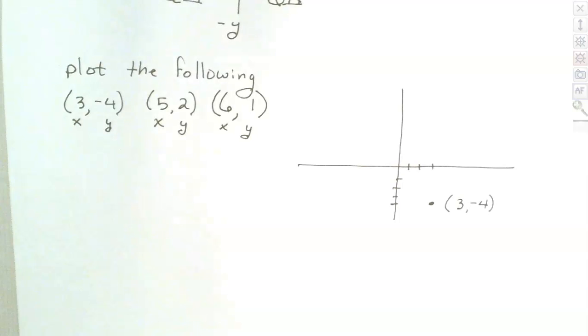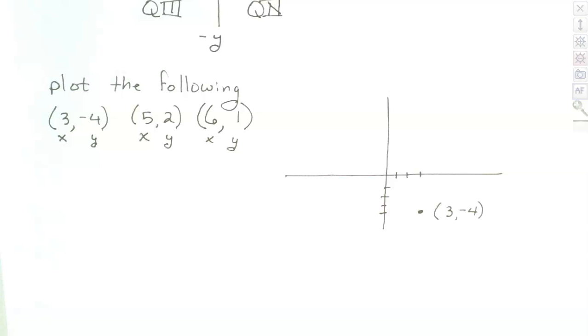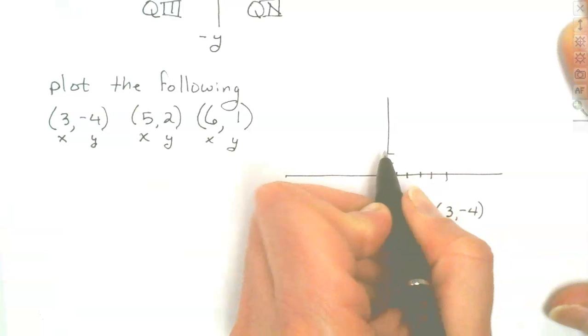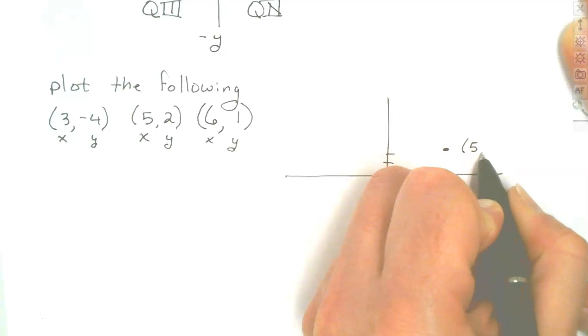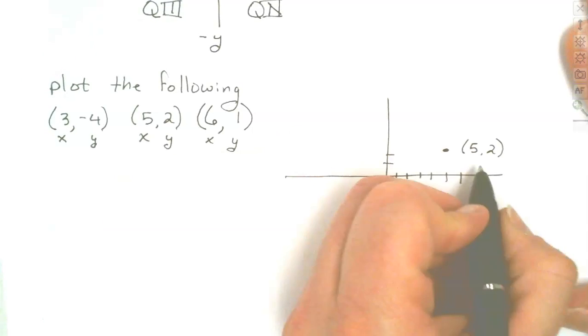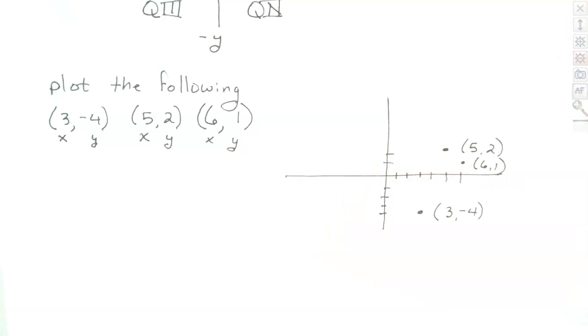Let's go ahead and plot the other 2 next here. So what are our other 2 points? Well, we've got 5, 2, and that's over 5. So there's 3, 4, 5, and then up 2. So 5, 2 would be clear up here. And what about 6, 1? Well, 6, 1 would be over 6 and then up 1. So it's right here. So that's how you plot ordered pairs. And most of 2-1 should be reviewed.